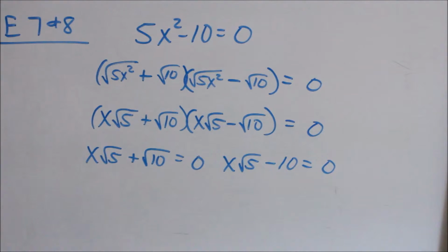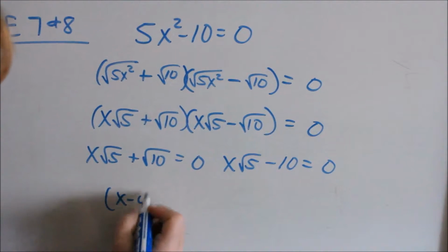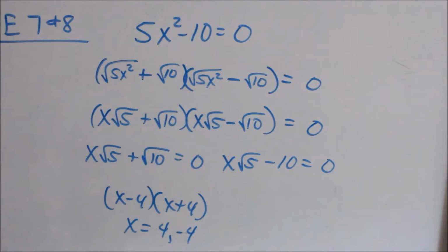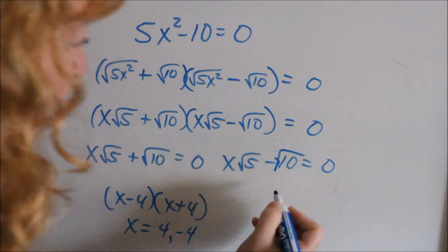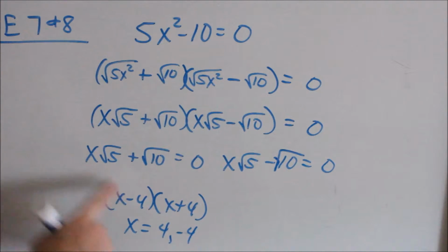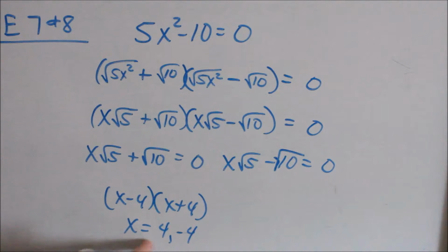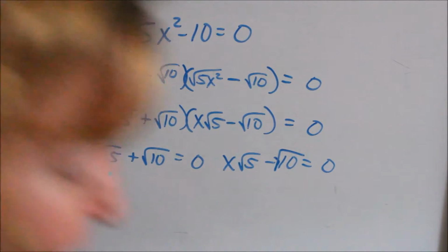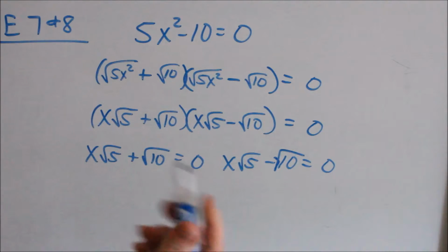Okay? Now, back when we had x minus 4 and x plus 4 and set each equal to 0, could you see that they were going to be the same solution except one was positive and one was negative? One was going to be a positive 4, one was a negative 4. The same is true here. When you have conjugates and you're solving, your solutions will be the same except one's a positive, one's a negative.